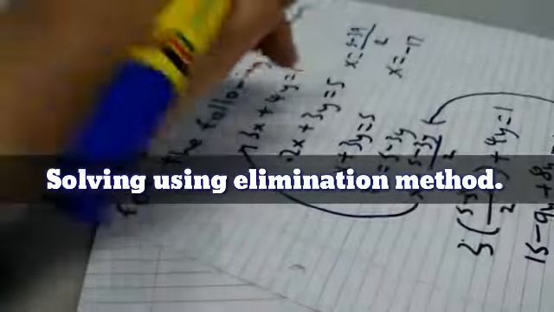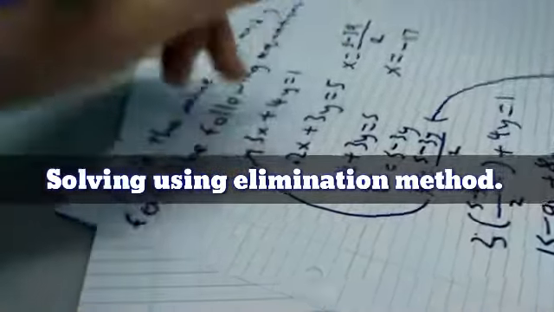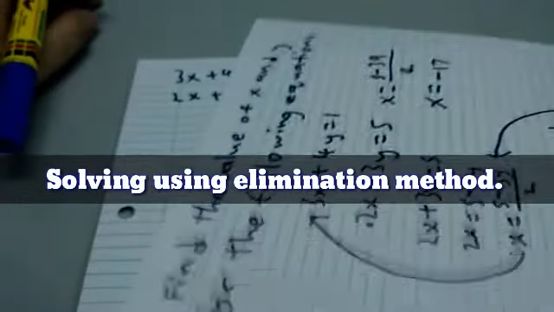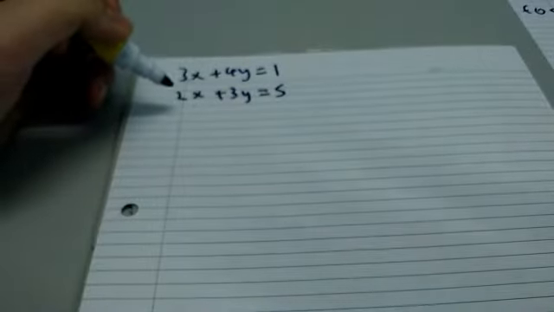Now let's solve the same equation right here by using the elimination method. If you don't know what the elimination method is, it means that you have to eliminate one of the variables. But how can you do that? It's pretty simple. You just do something like this.